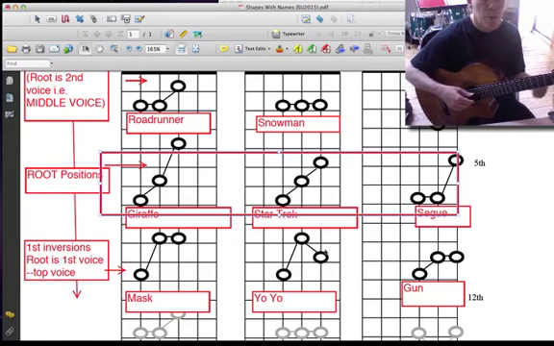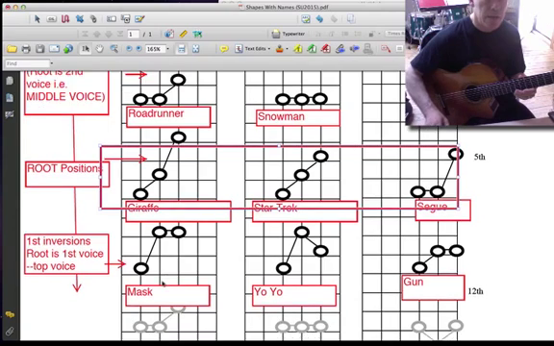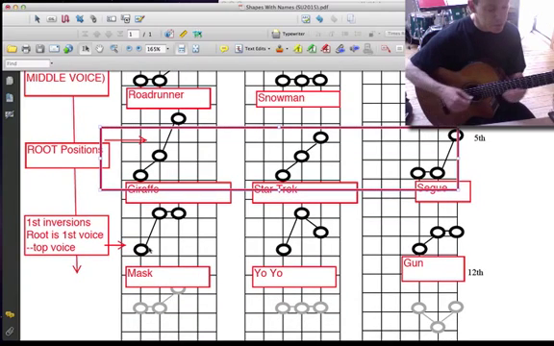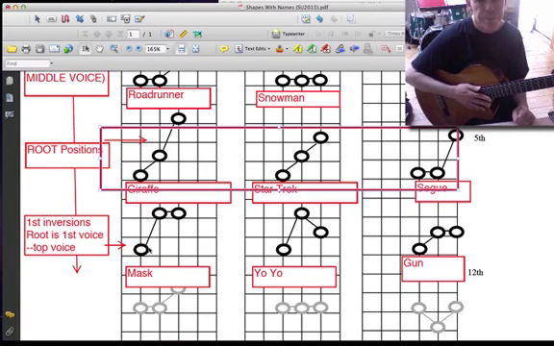Then find another one, say, how about mask? Okay, that's part of the first inversion group. Play it somewhere on the neck. Take note of the fact that the root is the top voice. That means it's here, and so then that's going to be mi and sol. So you can go do, sol, mi, sol, do, and get used to it that way.